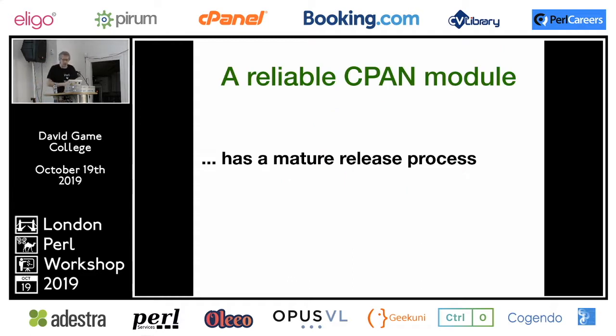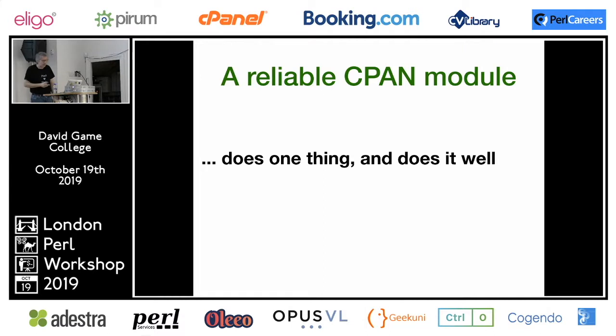A reliable CPAN module has a mature release process. So it's thinking about developer releases, it's thinking about all these issues and thinking about the fact that once it's on CPAN, you can't change it. There might be people out there relying on it, but you don't know. The other thing I found is that, more and more, I'm focusing on modules where there's a choice on one that does just one thing and does it well. I can't remember how Dave expressed that in his talk, but he has a similar thought.